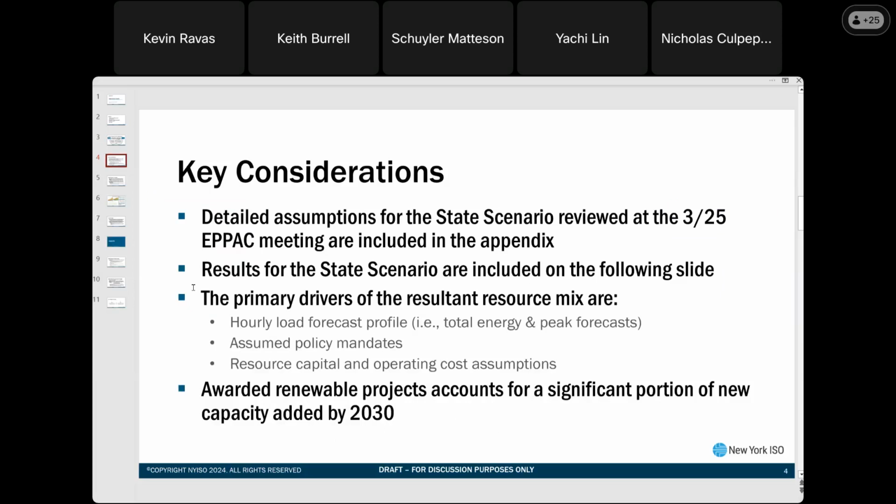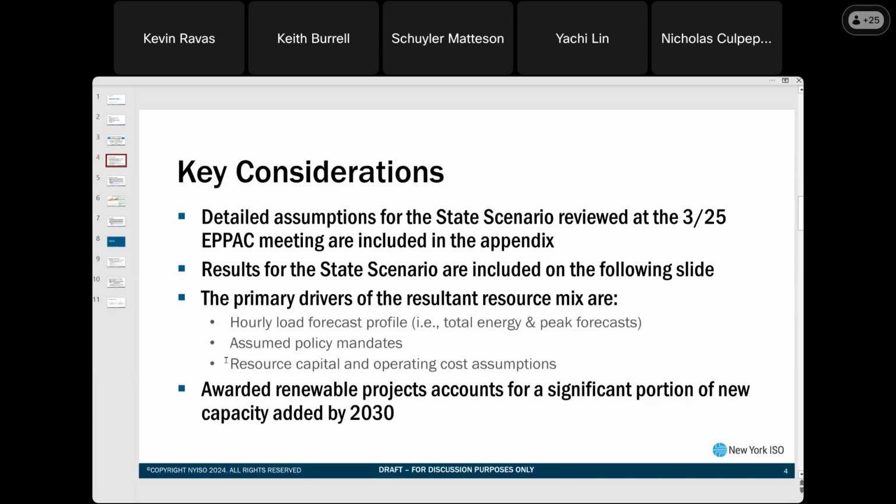And so, just as a reminder, the primary drivers for the results here and the resource mix that the model predicts is largely based off of three different factors. The first one being the load. If you have more load, it's going to require more resources in the future. There's also policy mandates that are included in the model, specifically 70 by 30 and then 100 by 40.